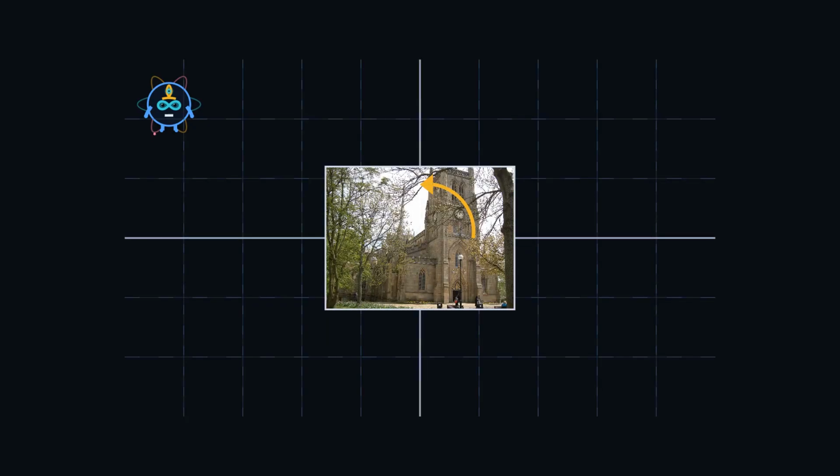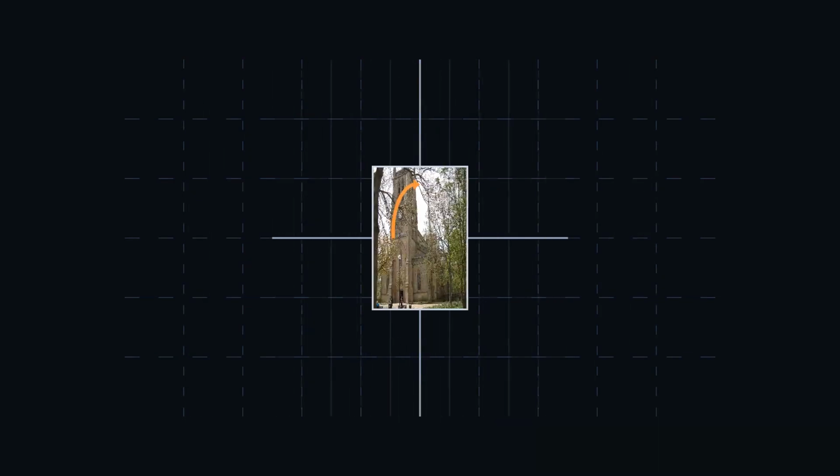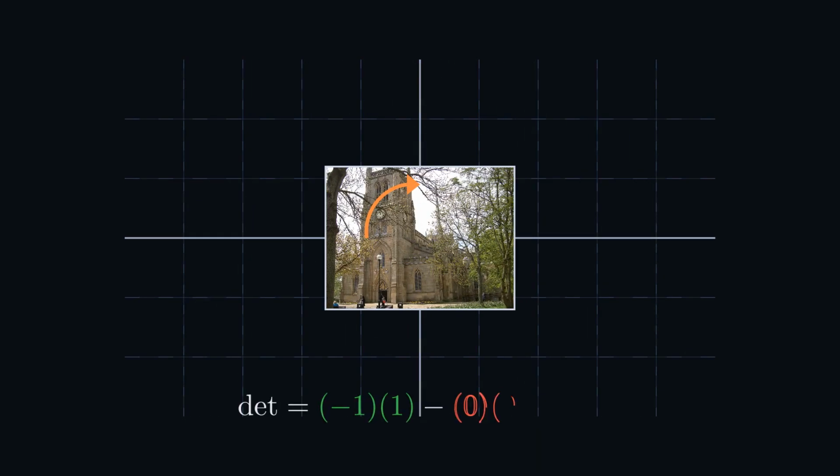A determinant can come out negative. Watch what that means. This arc curls from the first arrow to the second counterclockwise. Flip space with a reflection and the picture becomes its mirror image. The arc now curls the other way. And the math agrees. Minus 1 times 1 minus 0 is minus 1. Negative area means orientation reversed.